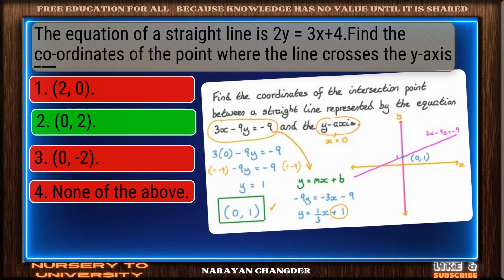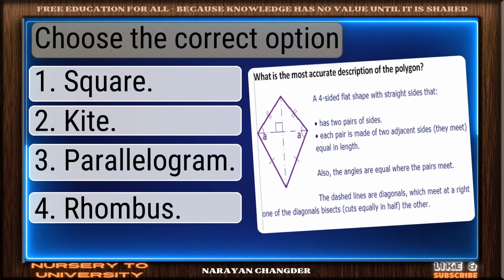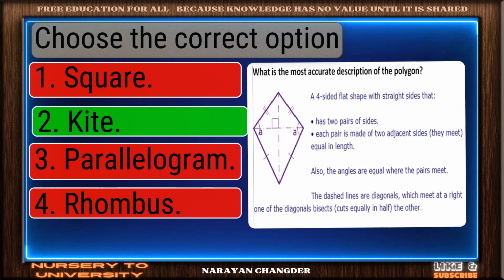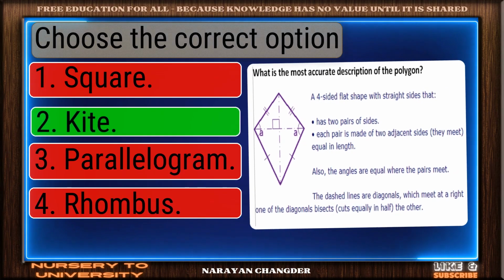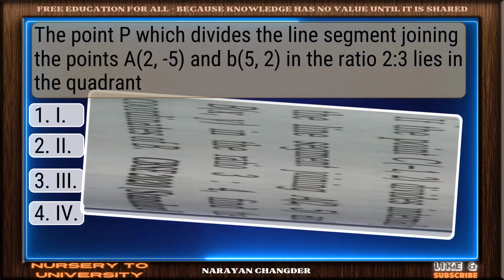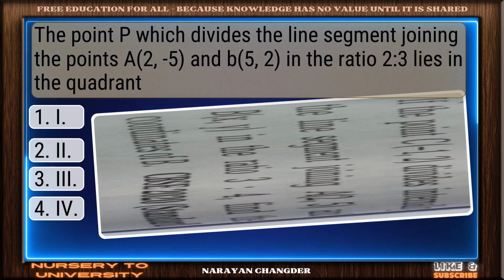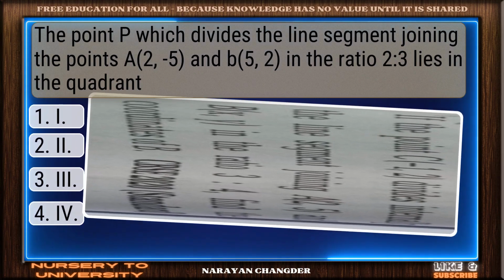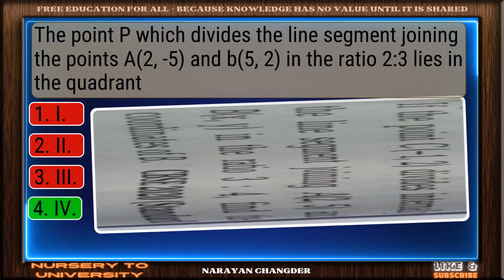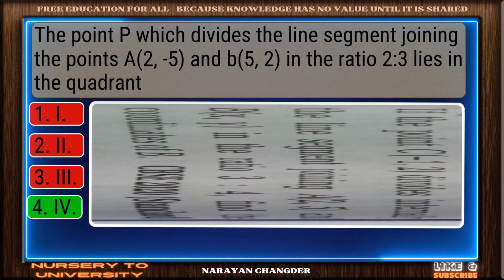Clear logic is sound. Choose the correct option. Great job. Kite is accurate. The point P, which divides the line segment joining the points A and B in the ratio 2:3, lies in the quadrant. Smart move. Ivy is accurate answer.